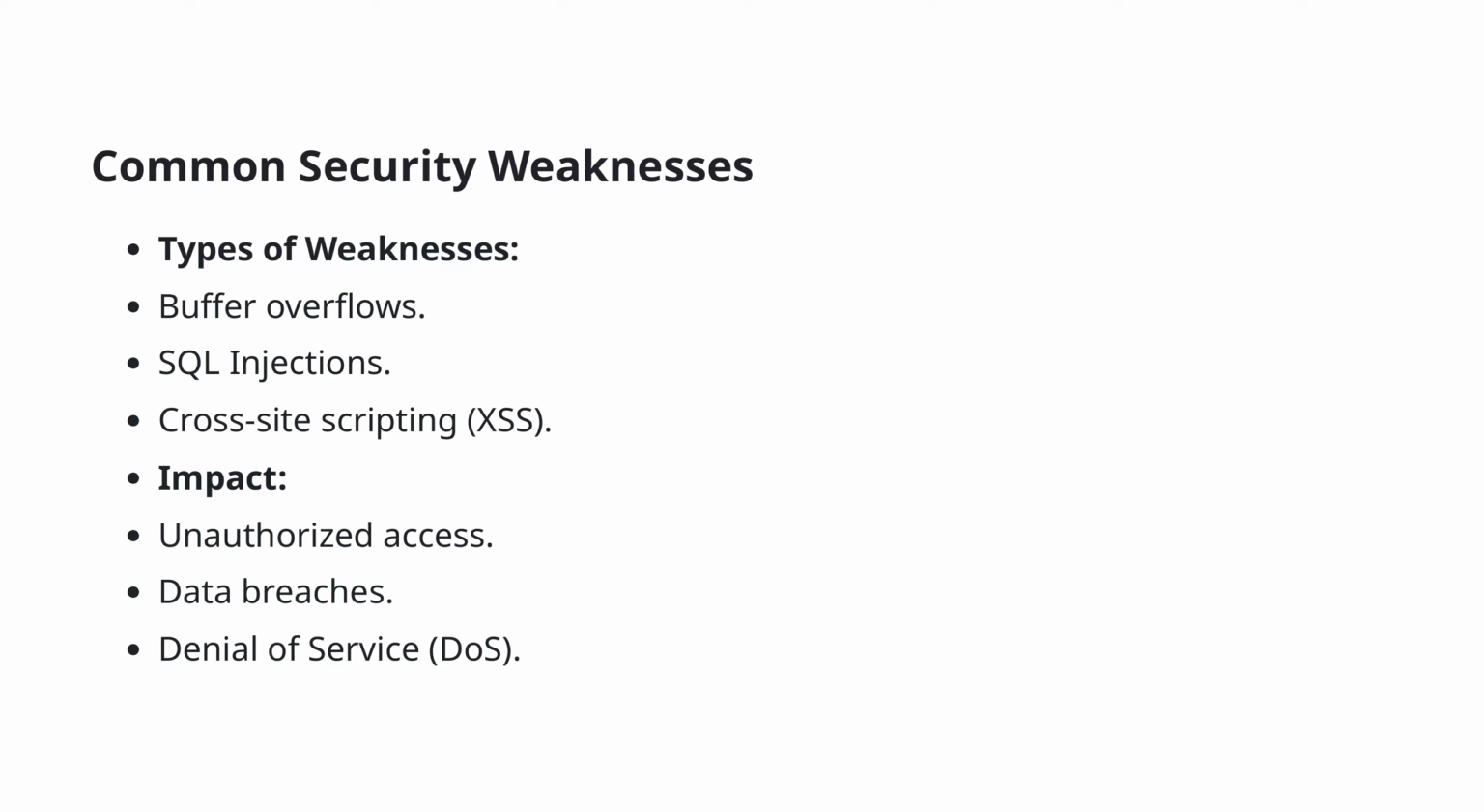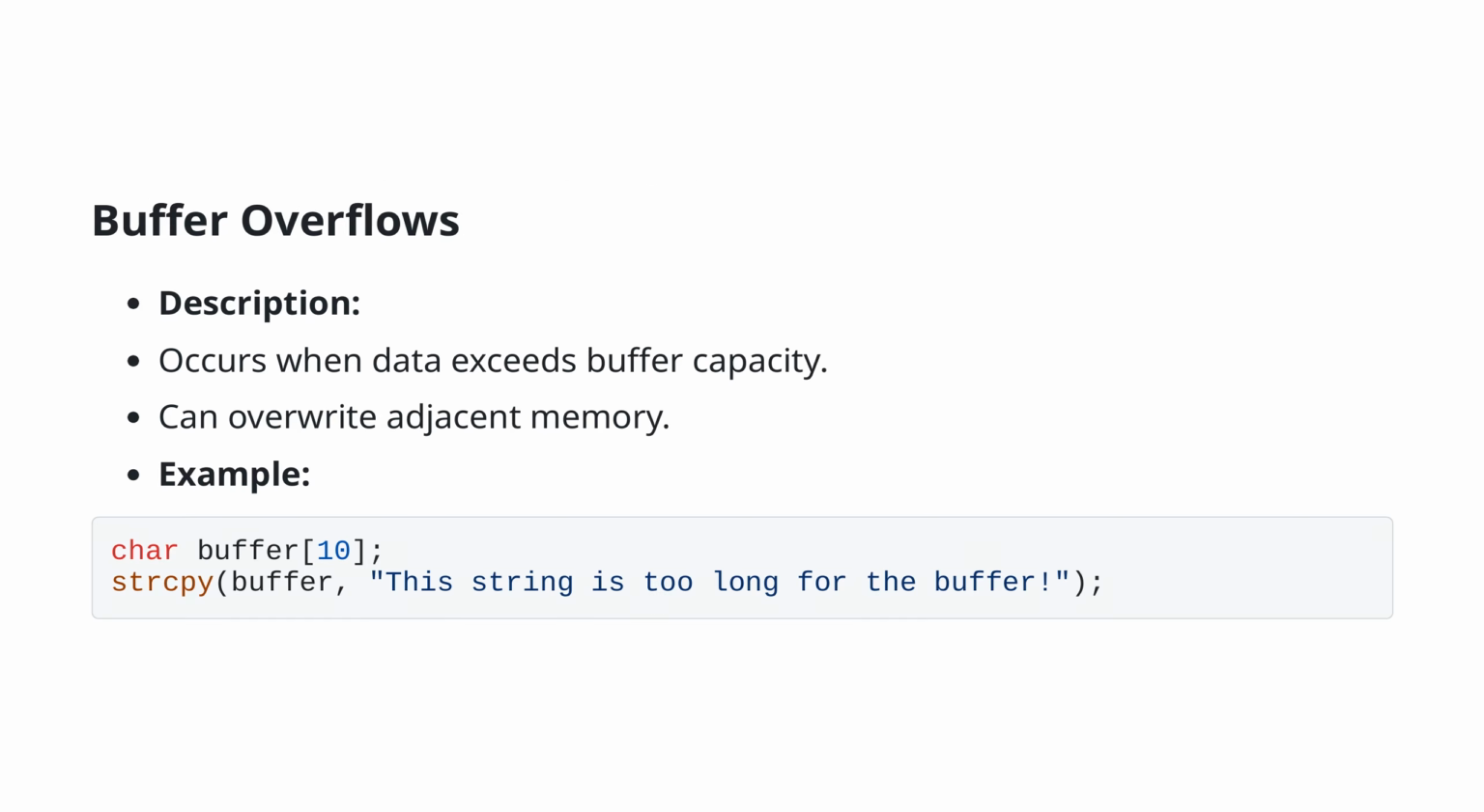The impact of these weaknesses can be severe, ranging from unauthorized access and data breaches to denial of service, DoS, attacks that disrupt service availability. Understanding and addressing these vulnerabilities is essential for maintaining robust software security. Buffer overflows occur when data exceeds the buffer's capacity, leading to the overwriting of adjacent memory. This often results in unpredictable and potentially harmful behavior.